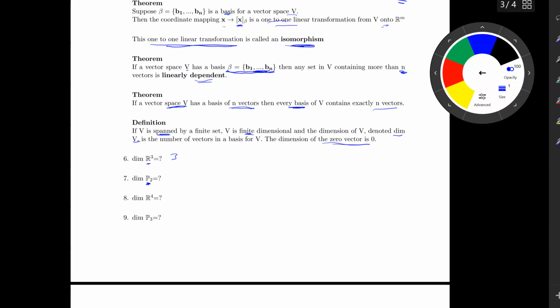How many vectors are in a basis for P2? How many vectors do I need? I need a vector for the constants, a vector for the t, and a vector for the t squared. So this is also 3. How many vectors would I have in a basis for R4? 4. And how about for P3? That would be 4 as well. So let's think of the standard basis for P3. You could have 1, and then a t, and then a t squared, and then a t cubed. That would be your standard basis for P3.